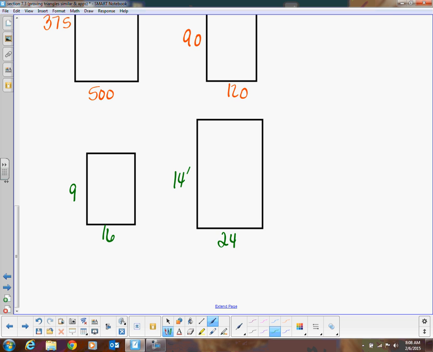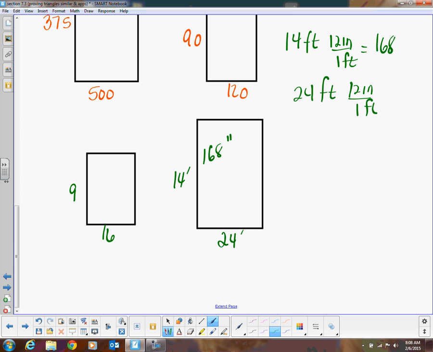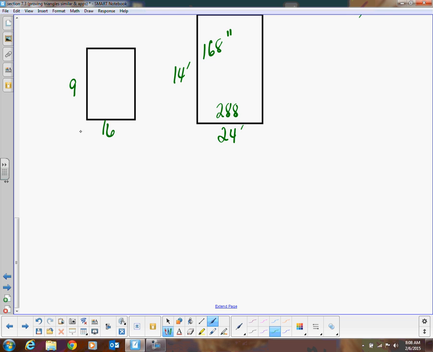Now, what's the issue here? All right, so we have to take 14 feet and change it to inches, correct? And that's going to be 168. So this is 168 inches. Then we're going to take our 24 feet, and we've got 12 inches over 1 foot. Our feet cancel. And that's going to be 288. So it's important that you know where your original is.